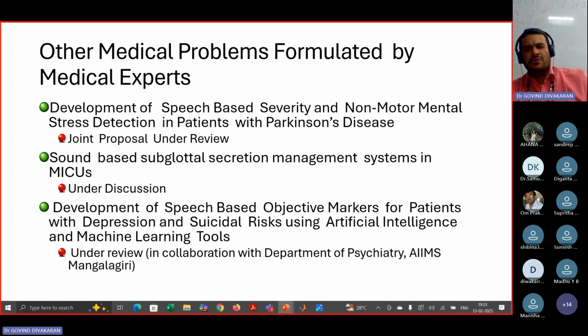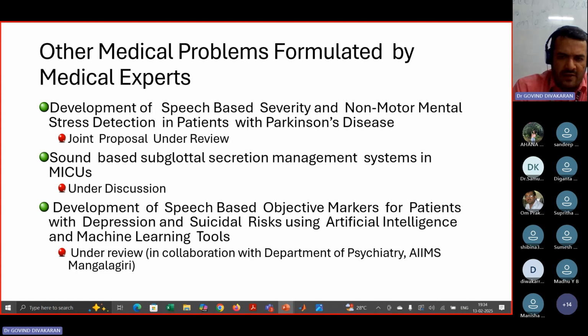The other medical problems that we are engaged in at present are defined by medical experts, doctors. One is speech-based severity detection for Parkinson's patients. We have submitted it to one of the funding agencies, and it is under review. The other one is a sound-based subglottal secretion management system, which is extensively used in ICUs. Here it is called MCUs. By analyzing the sound, is it possible to set an alarm?